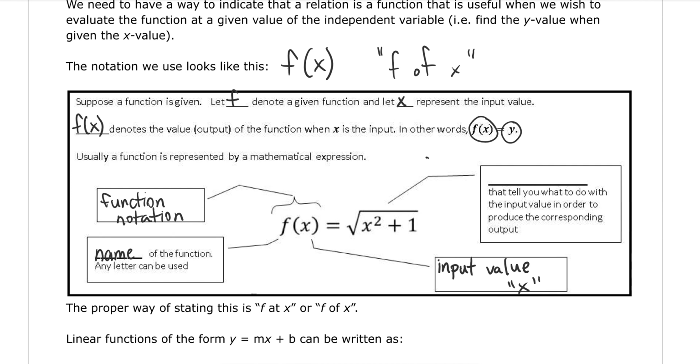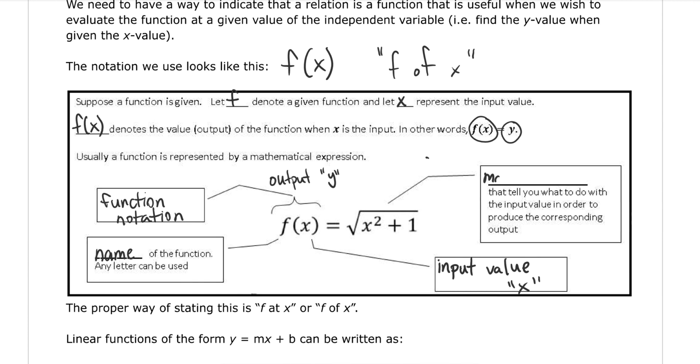On the left side, you're not evaluating anything, and you're not multiplying anything here. This whole thing is just saying this is your output, this is your y. So you're not multiplying f and x. There's no number for f. It's just a label, just a function. The input is my x. The actual math expression is what's on the right side.